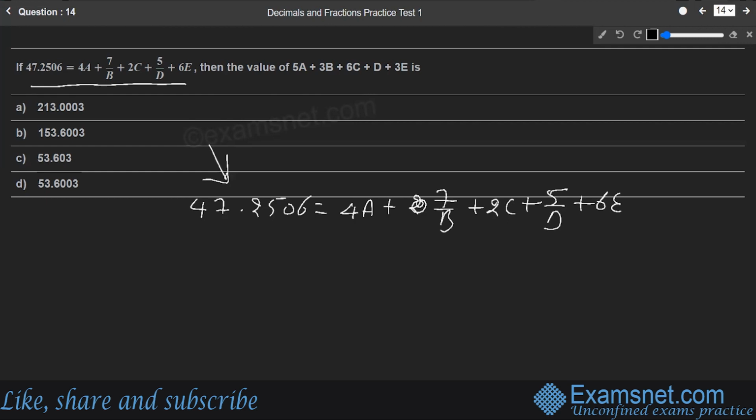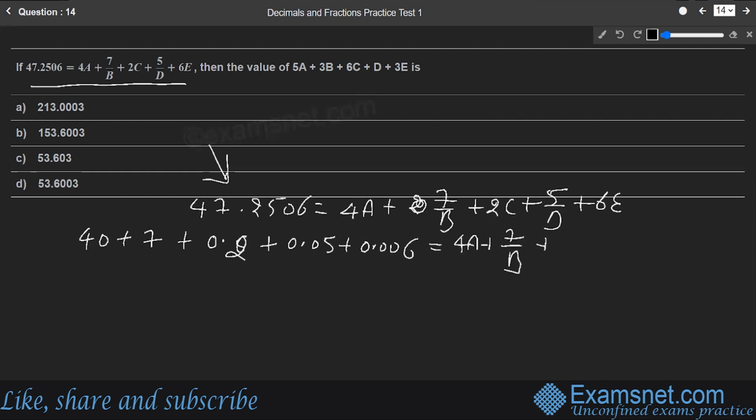This 47.2506 can be written as 40 plus 7 plus 0.2 plus 0.05 plus 0.006, and then the same thing is equal to 4a plus 7 by b, that is the complete right hand side, 2c plus 5 by d plus 6. So what we have done, we have broken down this 47.2506 into various numerical terms. Now the purpose of doing this is, we can see on the right hand side there are 1, 2, 3, 4 and 5 terms. On the left hand side also there are 1, 2, 3, 4 and 5 terms. So clearly we can compare the terms on the left hand side with the terms on the right hand side.